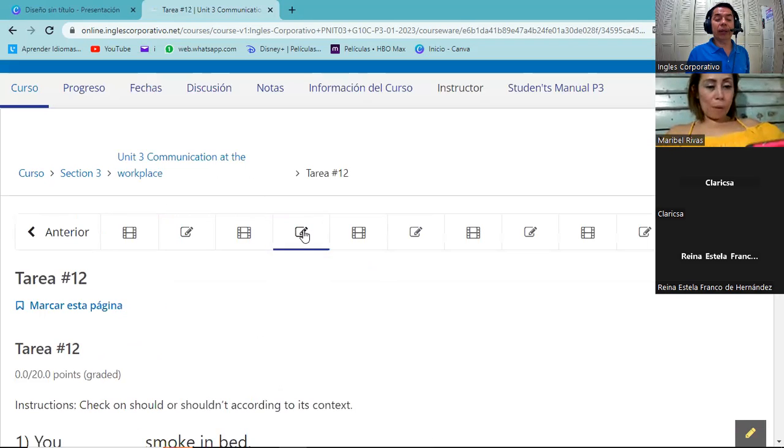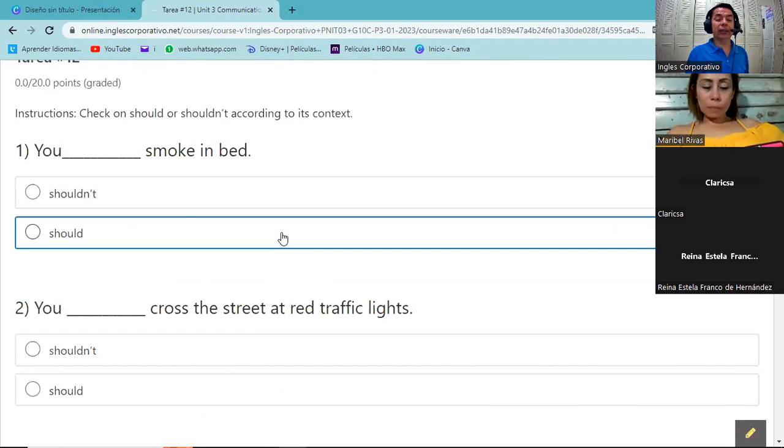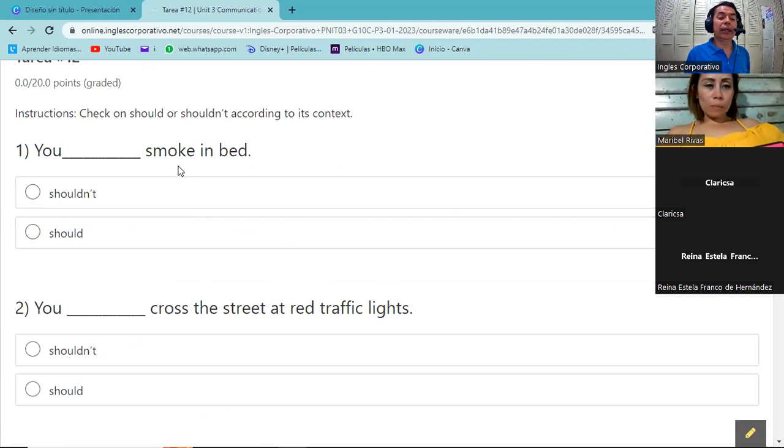Ok, y el task para ahora es este, ¿verdad? El uso de should y shouldn't. ¿Debería o no debería fumar en la cama?